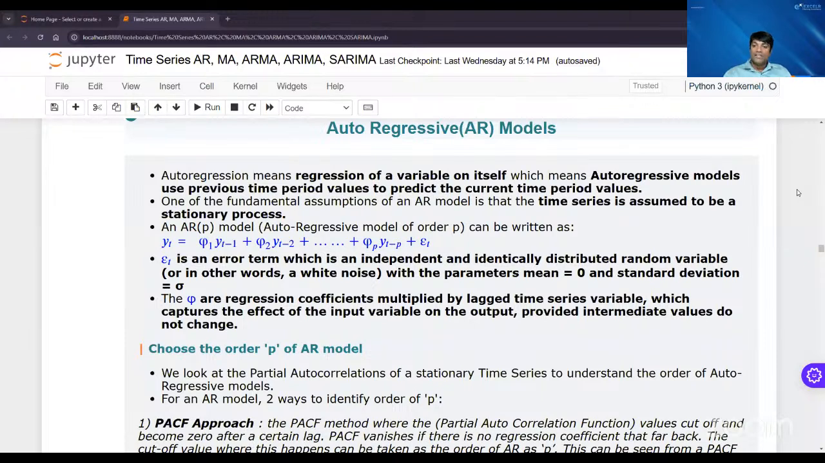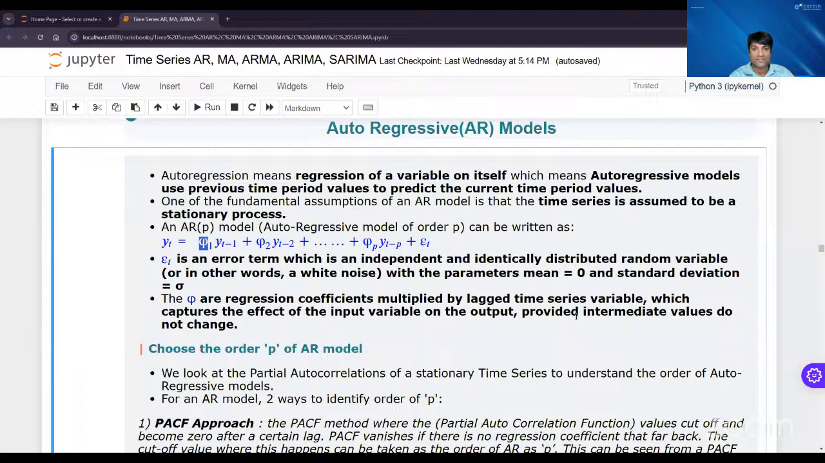Now here you can see that y t minus p is basically the lagged values. And this phi 1, phi 2 you can see, this is called phi. So this phi is basically called the coefficient of the model. And you can see the E part, which is the last error term. This error term is basically called noise, or I can say error. In statistical terminology we call it white noise.